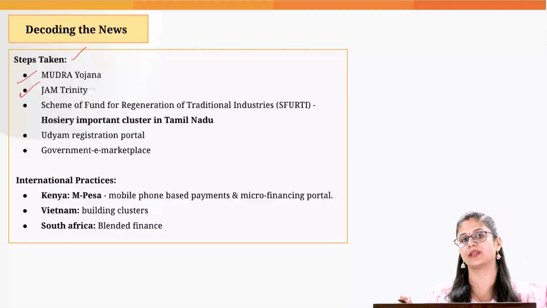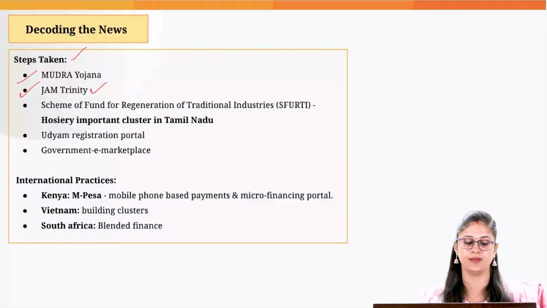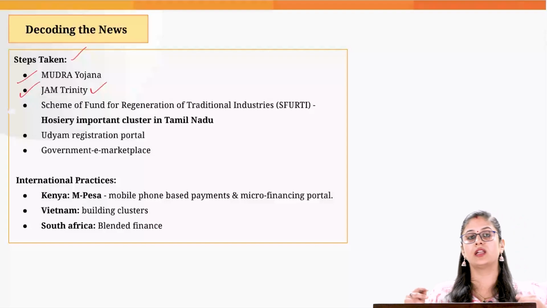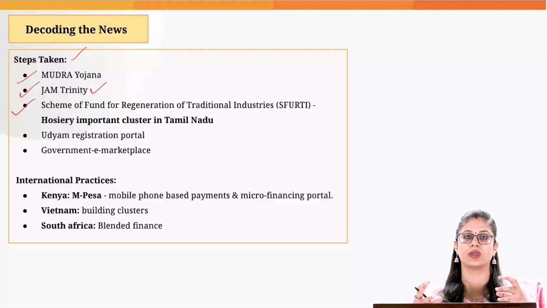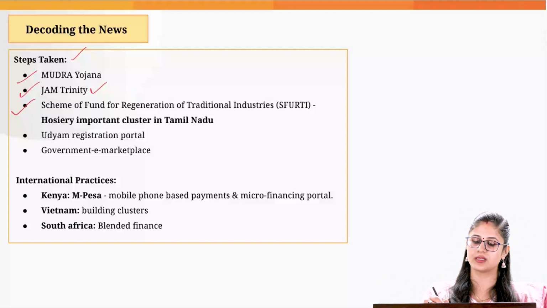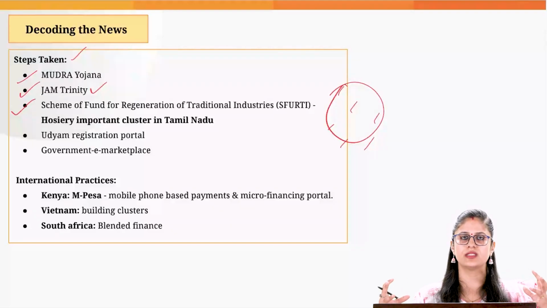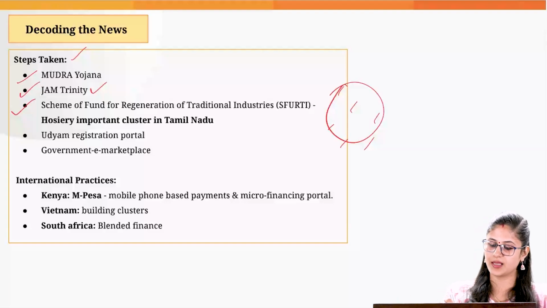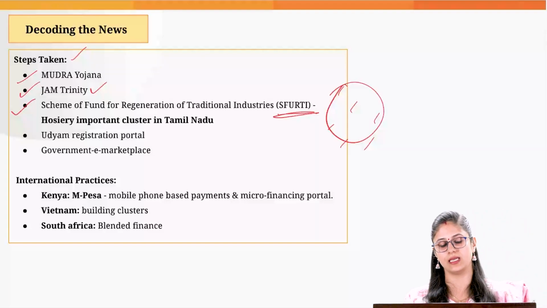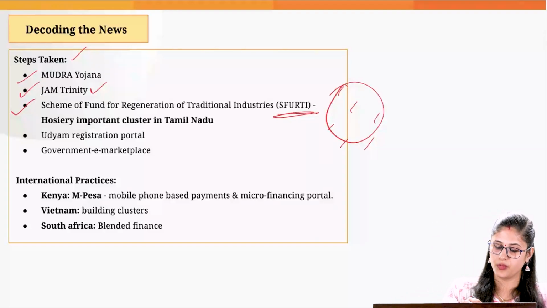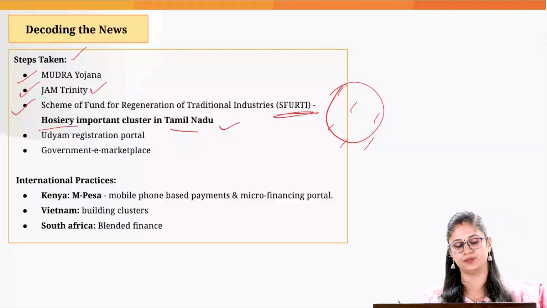How? Through the JAM Trinity, Jan Aadhaar and Mobile Trinity. Then we are going with the cluster-based approach. In a particular cluster, we are providing the infrastructure that they need, whatever institutional support they need, and this is something that we are doing under the SPURTI scheme. One of the important clusters we have is in Tamil Nadu.